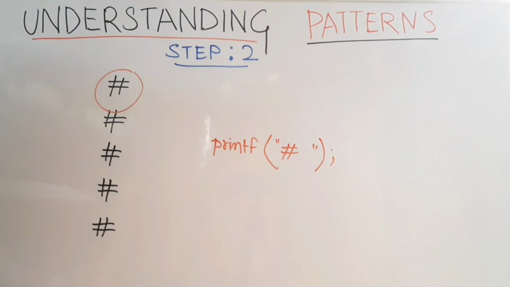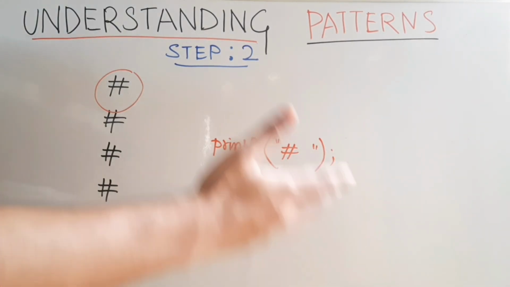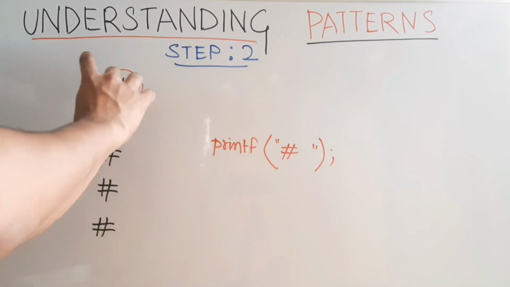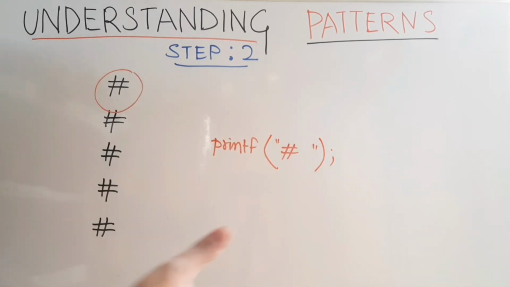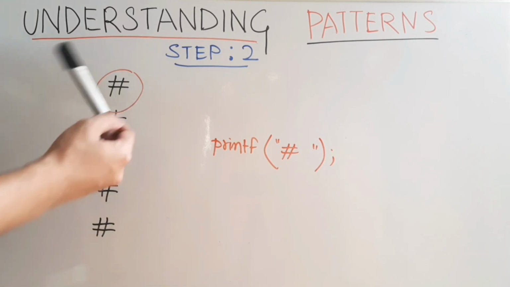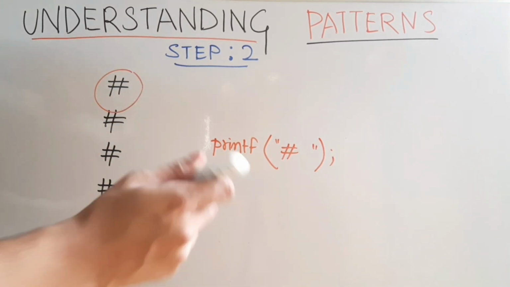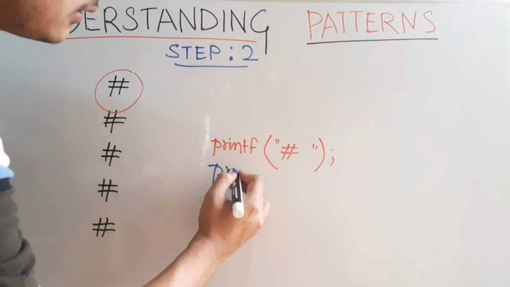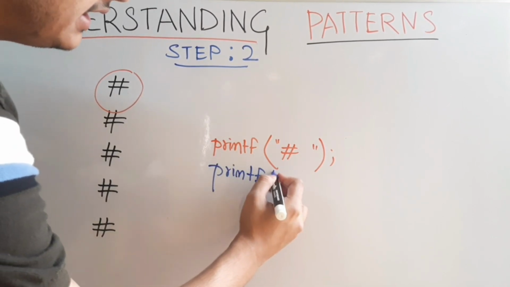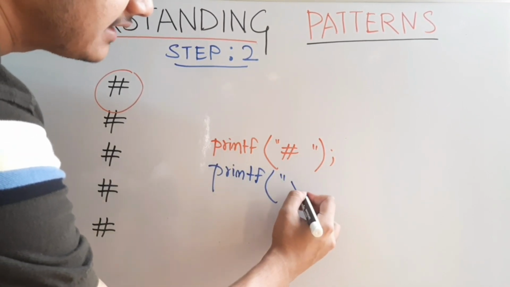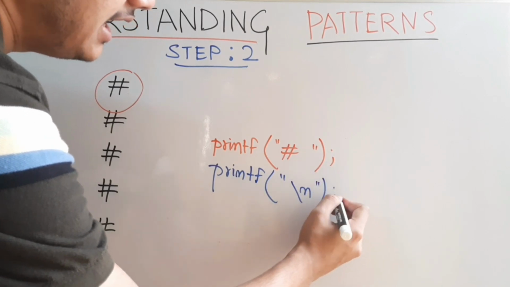What's the next important thing here is that unlike the previous program where the hashes were printed in a single row, here the hashes are printed in 5 different rows. So after printing a hash, we have to move to the next line to print the second hash. So we are going to print an escape sequence of next line after printing a hash.